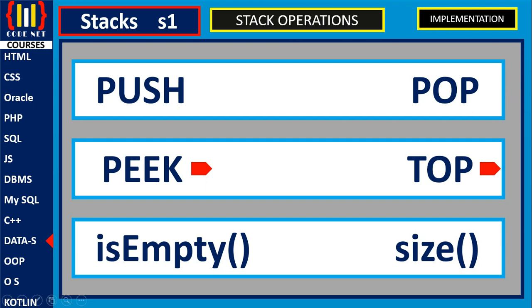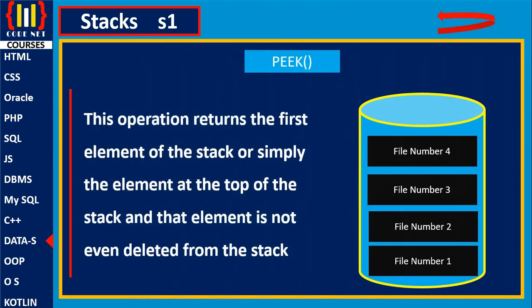A peek operation, we can define and understand in this way. This is simply the operation that returns the first element of the stack, or simply the element at the top of the stack, because we said to remove the elements, we should start removing from the very top. So the peek is the operation that can be performed on stacks, and it allows us to return the very top element of the stack. And that element, once it is returned, once we see it, is not deleted from the stack.